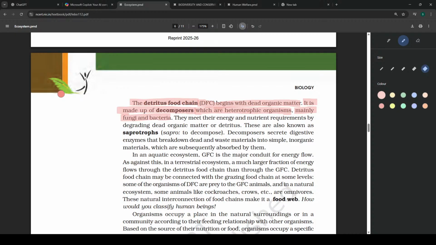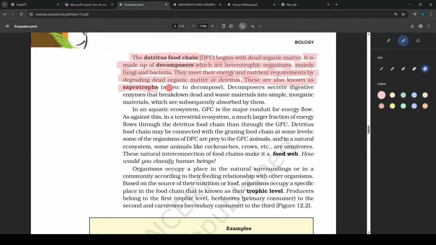Detritus food chain, DFC, begins with dead organic matter. What is DFC made up of? It is made up of decomposers, which are heterotrophic organisms, mainly fungi and bacteria. They meet their energy and nutrient requirements by degrading dead organic matter or detritus. These are also known as saprotrophs, which we are very familiar with. Sapro meaning to decompose. Decomposers secrete digestive enzymes that break down dead and waste materials into simple inorganic material which are subsequently absorbed by them.